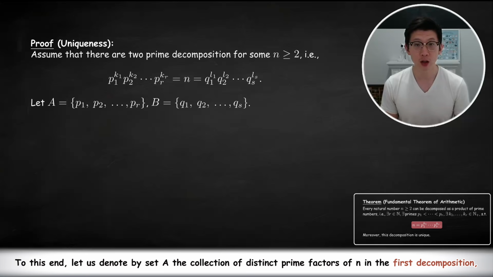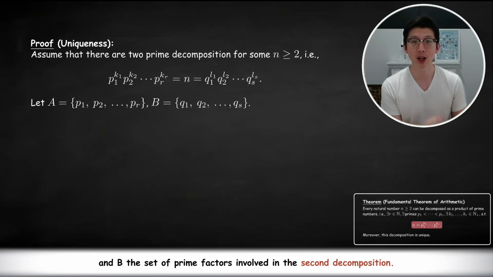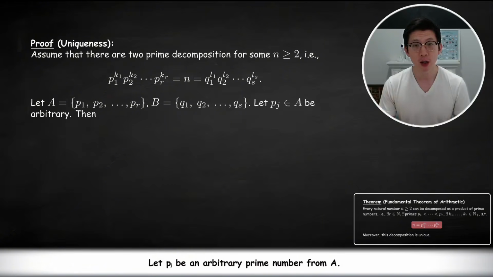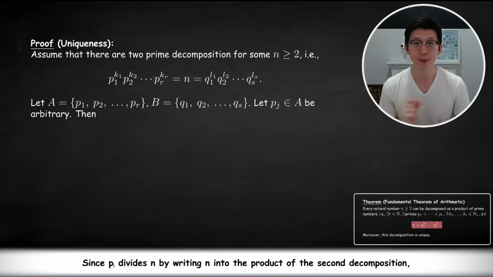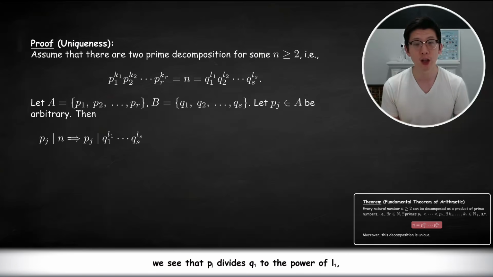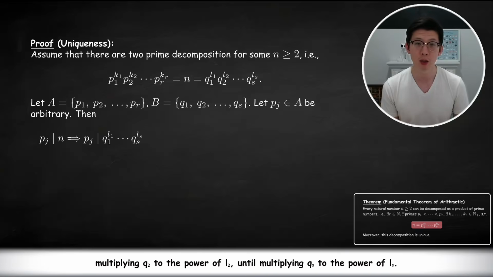To this end, let us denote by set A the collection of distinct prime factors of n in the first decomposition, and B the set of prime factors involved in the second decomposition. Let Pj be an arbitrary prime number from A. Since Pj divides n, by writing n into the product of the second decomposition, we see that Pj divides q1 to the power of L1 multiplying q2 to the power of L2 until multiplying qs to the power of Ls.